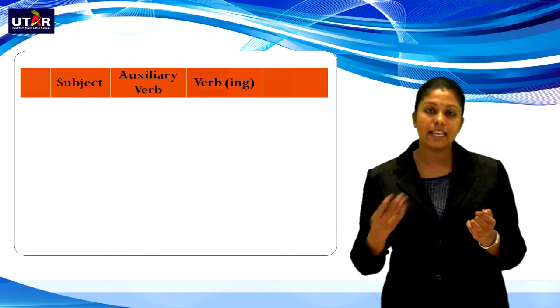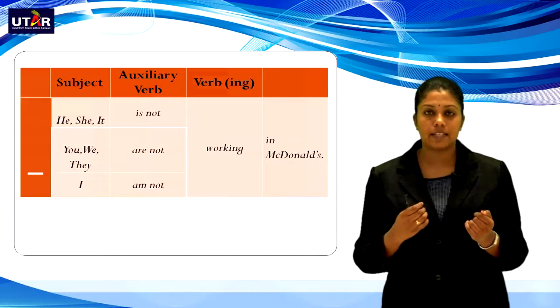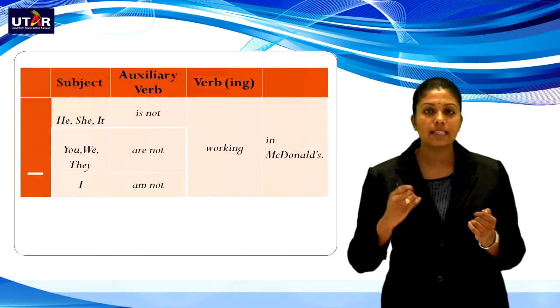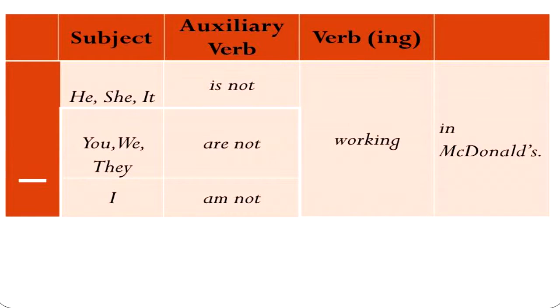Now, let's move on to the negative sentences. For the negative sentences, we start the sentence with the subject followed by the auxiliary verb and the verb in present participle form. Of course, since this is a negative sentence, we have to add not. So, he, she, it, singular subject with is. Since this is negative, you have to add not. So, is not. Present participle form of the main verb, working in McDonald's. So, he is not working in McDonald's. She is not working in McDonald's. It is not working in McDonald's.